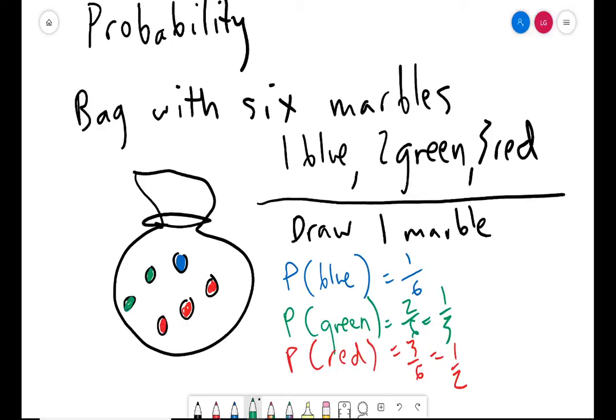Imagine the marbles are equally shaped. There's no discernible difference just from touch. So you reach in, you're equally likely to draw any of those 6 marbles. Those 6 marbles have certain colors. 1 of them is blue, 2 of them are green, 3 of them are red. So the odds that you pick each of the colors are 1/6 for blue, 2/6 for green, 3/6 for red. You know the denominator to be 6 because that's how many marbles there are, and you're only drawing 1. So it makes sense.